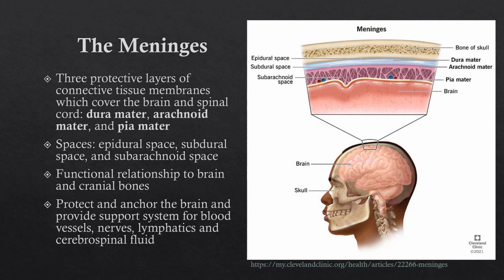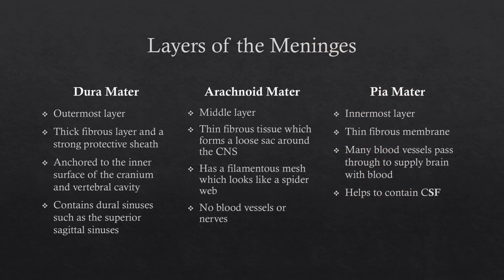In this image, you can see the arrangement of the different layers along with the spaces in between them. Here you can see I have highlighted the 3 different layers of the meninges. The dura mater is the outmost layer closest to the skull. It is a thick, fibrous protective sheath that is anchored to the inner surface of the cranium and vertebral cavity. It contains dural sinuses, which allow blood to leave the brain and allow cerebrospinal fluid to re-enter circulation.